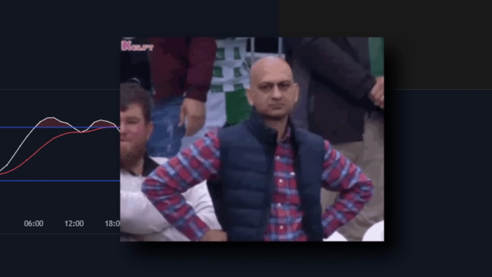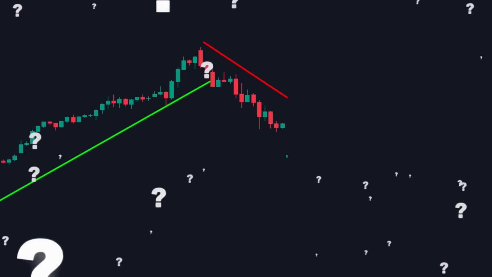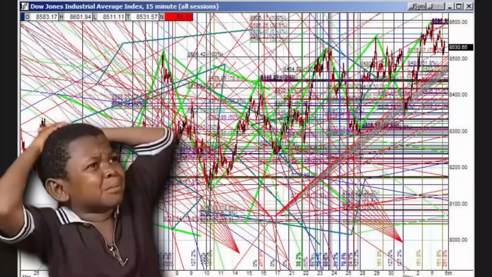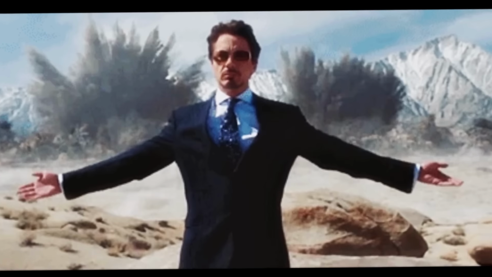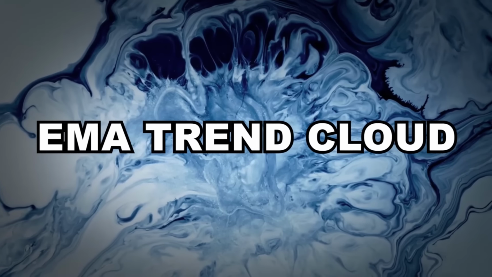But here's the problem. How do we know if we're in a bullish or bearish trend? Drawing trend lines can be subjective and messy. That's where our second secret weapon comes in. To make this strategy even more powerful, we need to add the EMA Trend Cloud indicator. Here's how to add it.